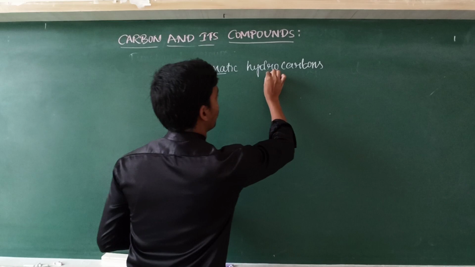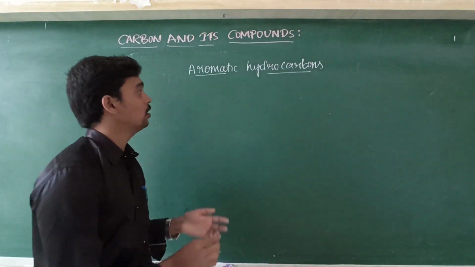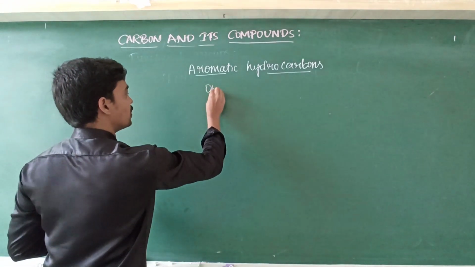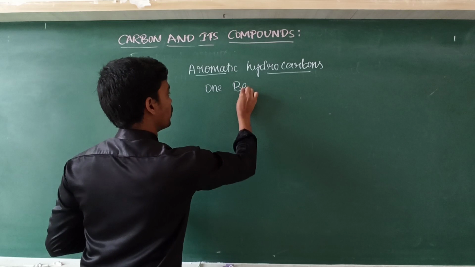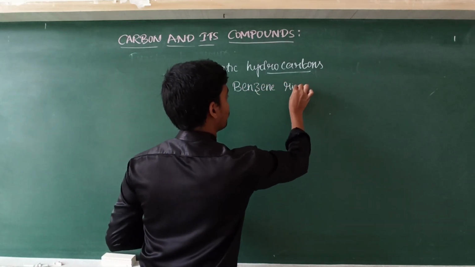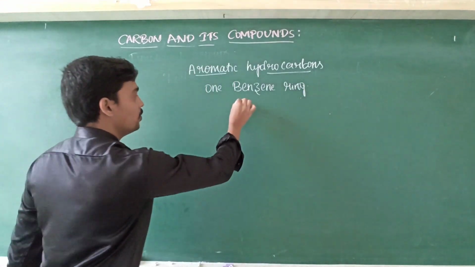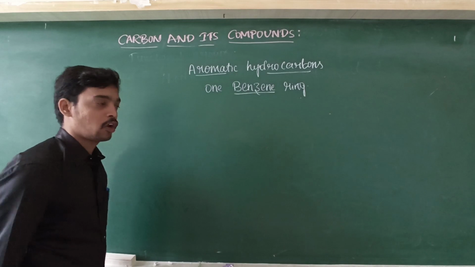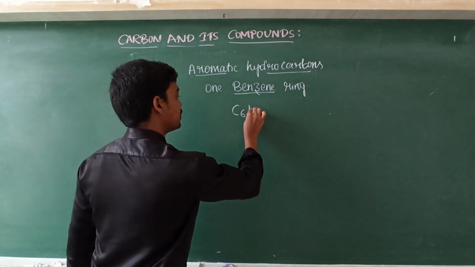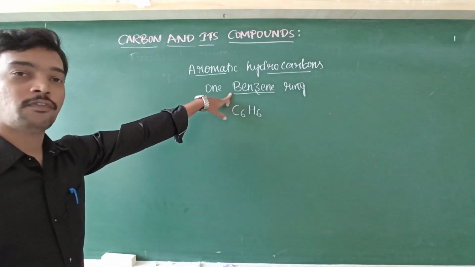Aromatic hydrocarbons. Okay, it is a special group of hydrocarbons. Here, the aromatic hydrocarbons consist of at least 1 benzene ring. And what is this benzene? Benzene is an aromatic hydrocarbon, and its molecular formula is C6H6.